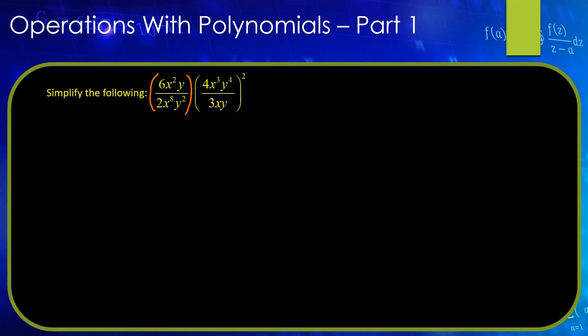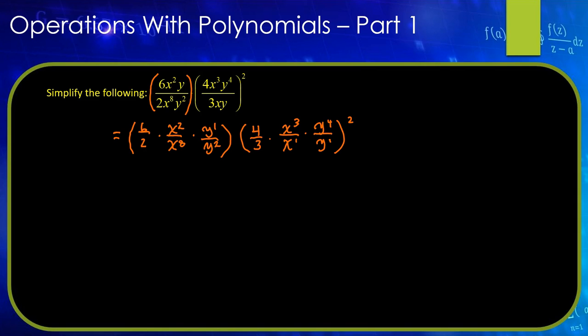And so when I handle those things, the first quantity, I have a 6 divided by 2 times an x squared divided by x to the 8th times the y to the first divided by y squared. And inside the second set of parentheses, I can envision that as being 4 divided by 3 times x to the third divided by x to the first times y to the fourth divided by y to the first. And of course, that's all eventually going to be squared.